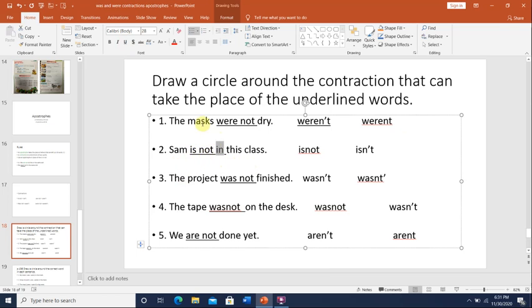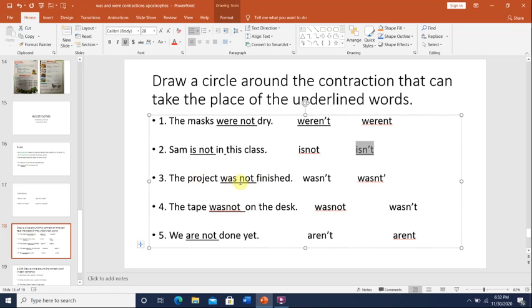So what is the contraction of is not? Is it like this, where we put the words together without doing anything? Or would we take away the O and replace it with an apostrophe? Of course, we will choose the one with an apostrophe. All right? Next, the project was not finished.